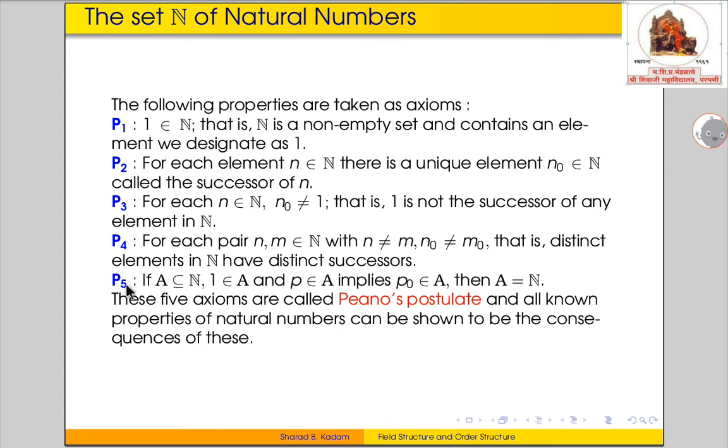Next is P5. This property states that if A is a subset of the set of natural numbers, and if 1 is in the set A, and if P is in the set A implies that P' is also in the set A, then A is nothing but the set of natural numbers. Here these 5 axioms are called Peano's postulates.